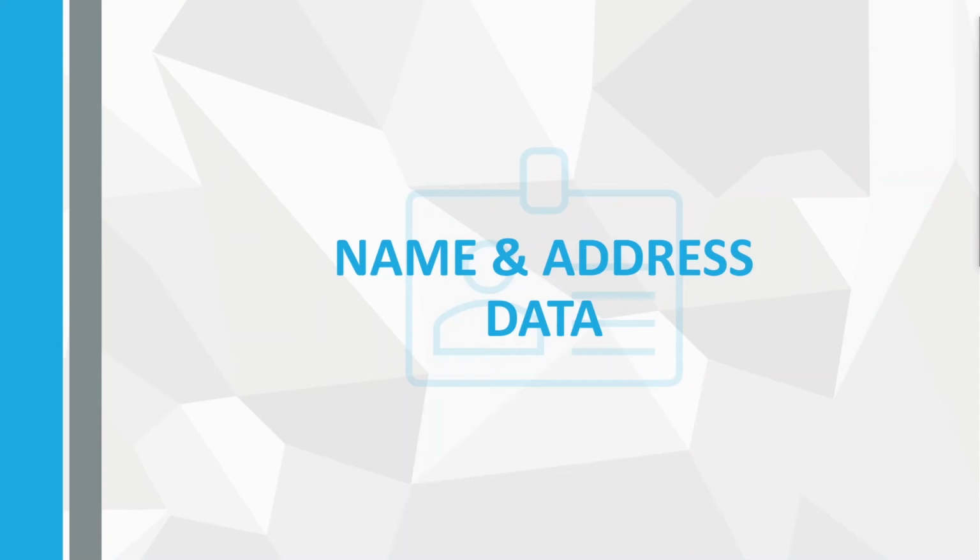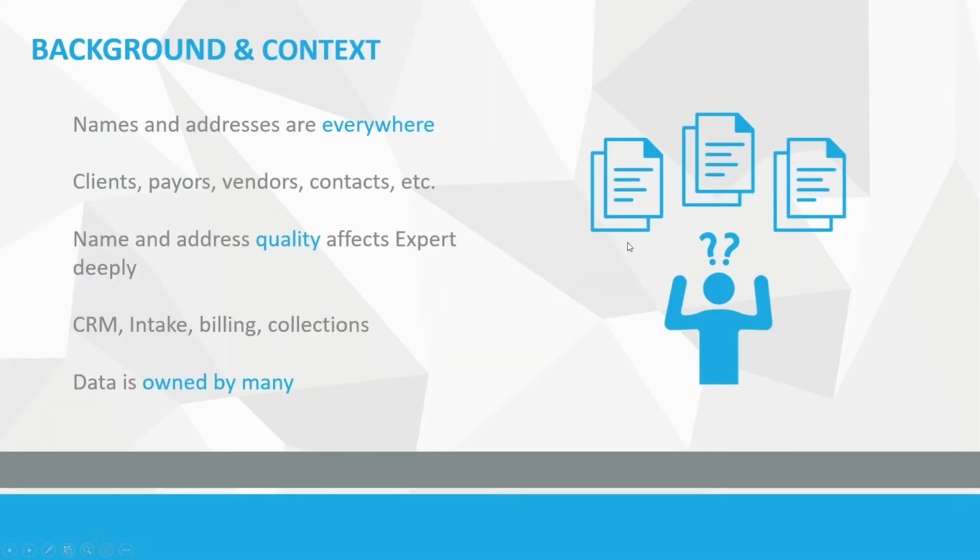Names and addresses are 2 of the most deceptively complicated pieces of data inside of Expert. But from a data management perspective, they're really important because they touch so many different areas of the system. From things like marketing and onboarding new clients, all the way through billing and collecting payments, this data is owned by many different teams of many different people, and those people have a stake not only in the data, but also the business processes that data drives.